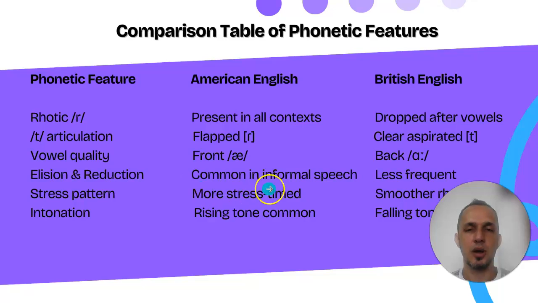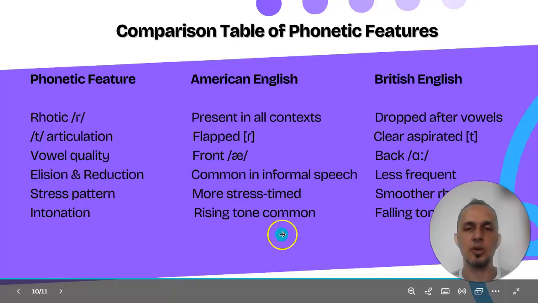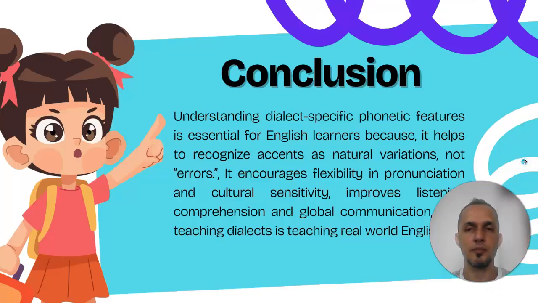Elision and reduction are common in informal speech in American English, and in British English are less frequent. In stress pattern, American English is more stress-timed, and British English has more rhythm. And about the intonation, in American English a rising tone is common, and in British English, a falling tone is common.